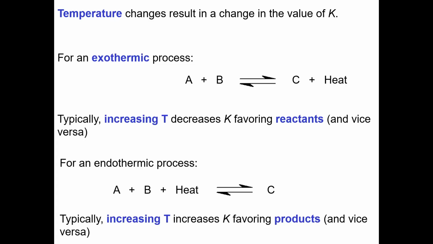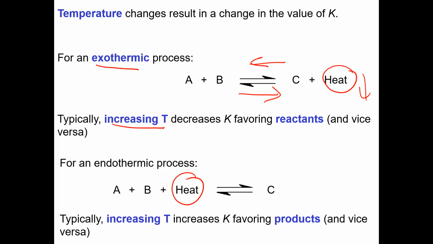The next thing we should consider is how temperature changes change the value of K. For an exothermic process, heat is a product. So if we increase T, then we are increasing the amount of products. And so what that means is that we will see a shift to the left-hand side. Now, vice versa, if we were to cool things down and take the product away, then we would see a shift to the right.